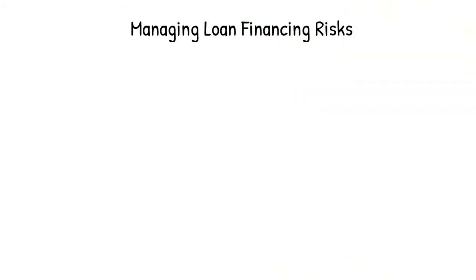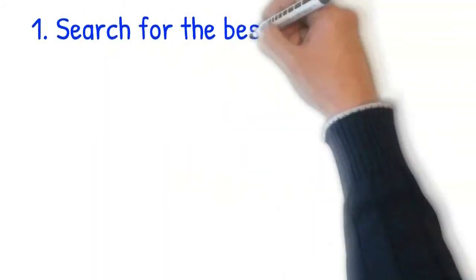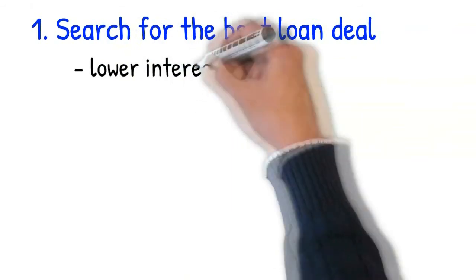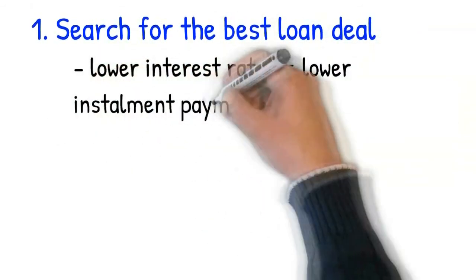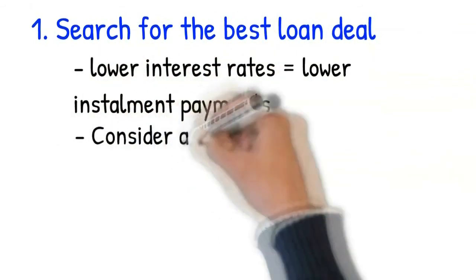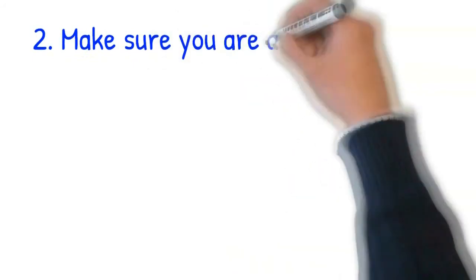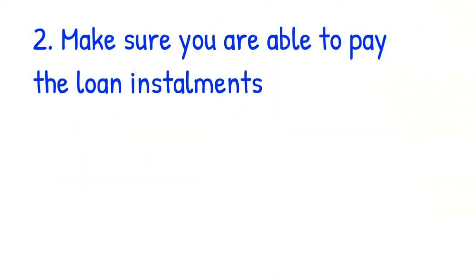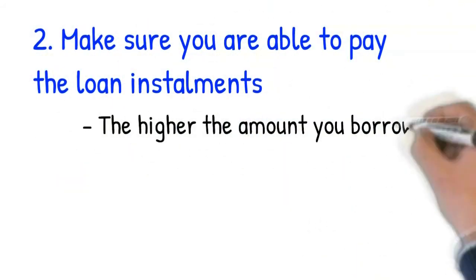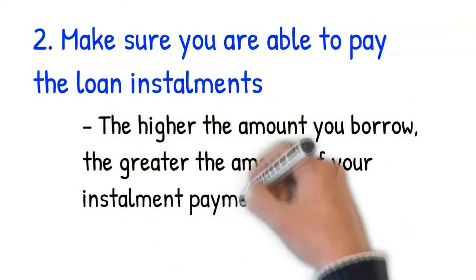That is why, if you want to use loan financing, you need to manage the risk very well. Some steps that you can do include: search for the best loan deal. Lower interest rates mean lower installment payments. Consider all the other obligations the bank attaches to the loan. Make sure you are able to pay the loan installments. The higher the amount you borrow, the greater the amount of your installment payments.